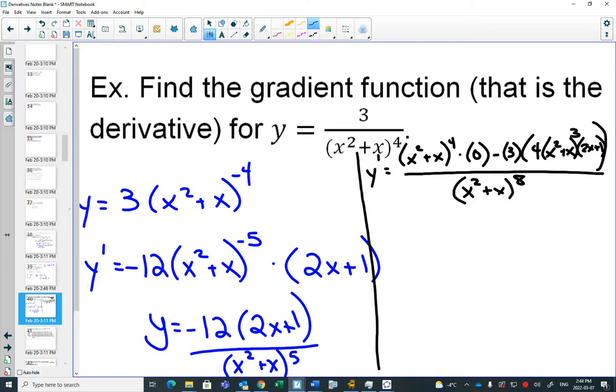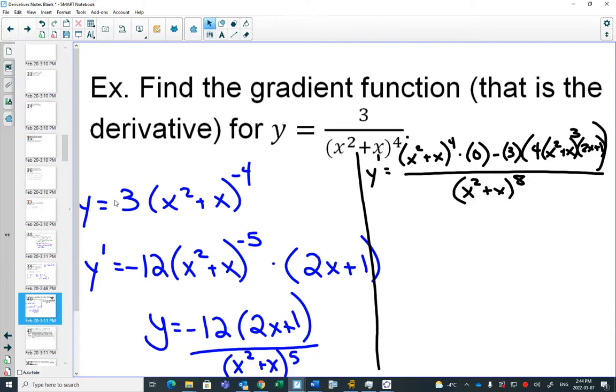Can we see that these are the same? Well, this time 0 would go away. We'd have minus 3 times 4, which would give us our minus 12. We have our 2x plus 1 up there, like this. But here I have an x squared plus x to the 3, and here I have an x squared plus x to the 8. Those would simplify to give me an x squared plus x to the 5 in my denominator. So they are the same thing.